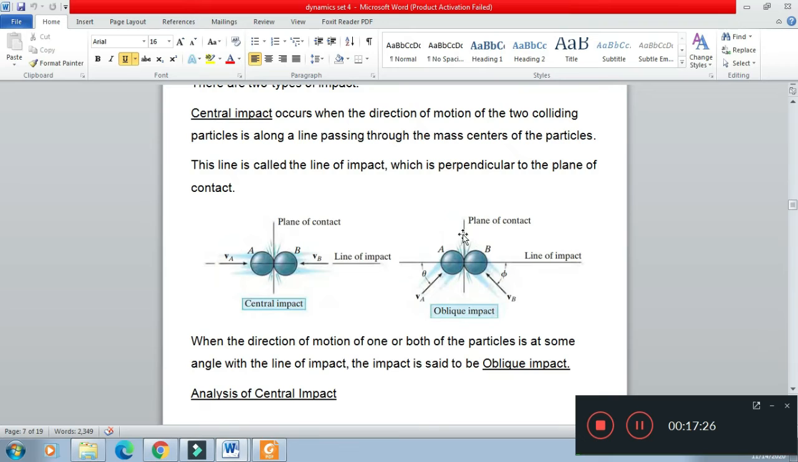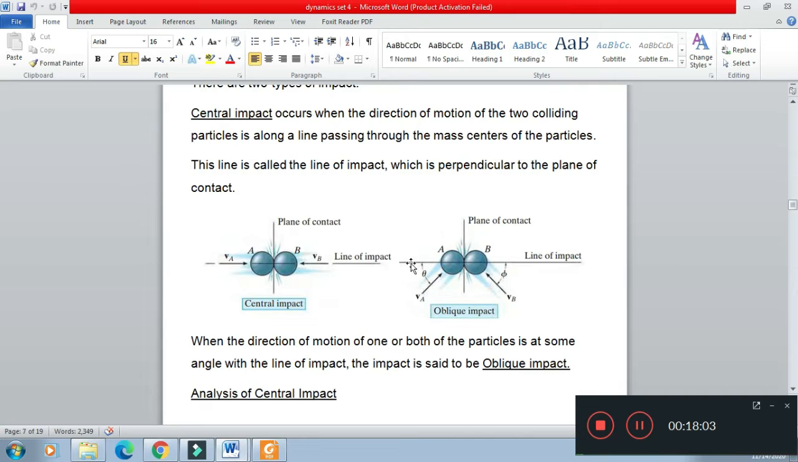In this case, the two particles are in contact. This is the instantaneous condition, a snapshot, when the two particles collide. If you draw a line passing through the mass centers, it is again horizontal. And if we draw a plane passing through the area of contact, then it is vertical. But the direction of the particles from where they are coming is inclined to the line of impact.